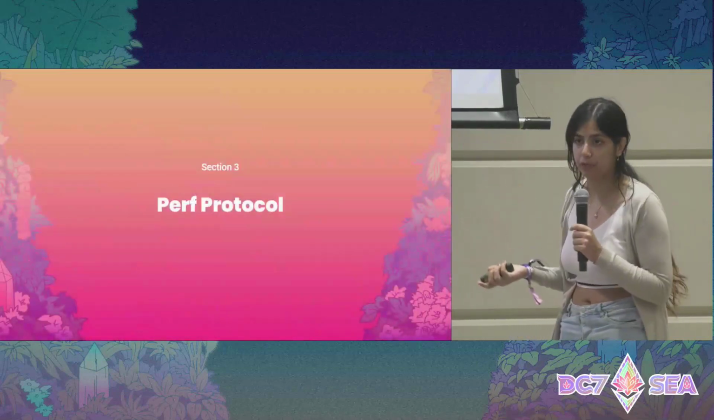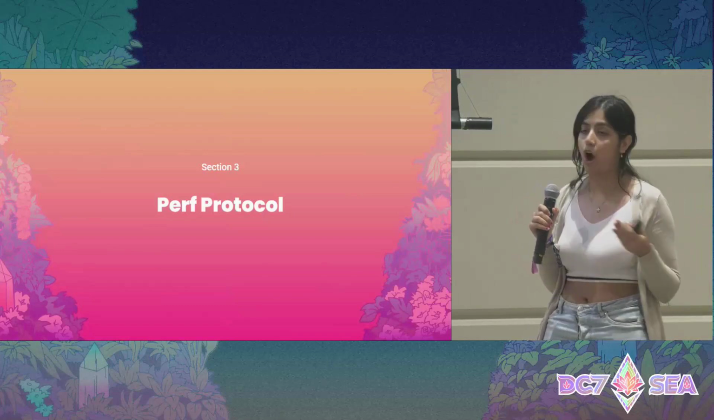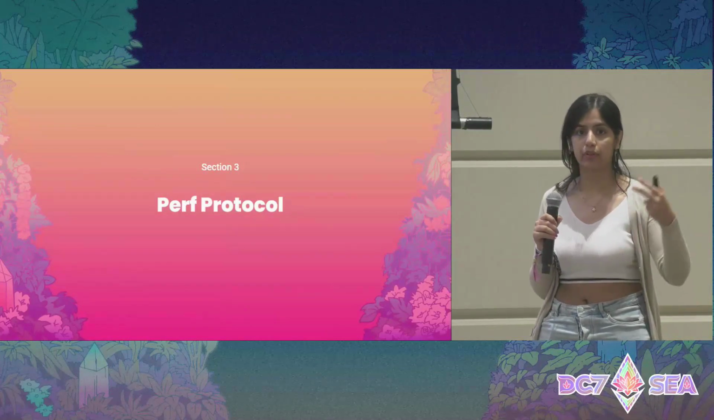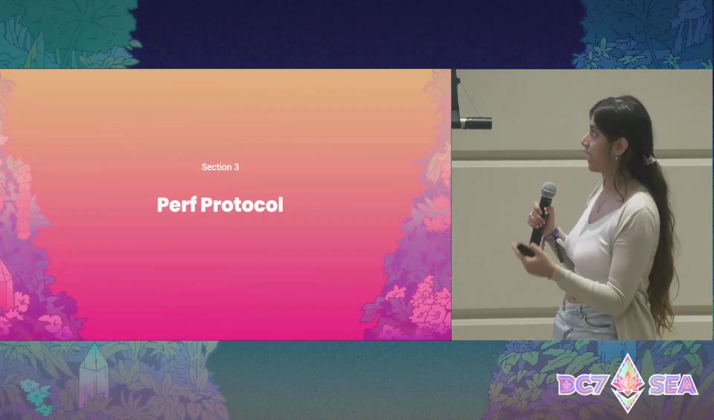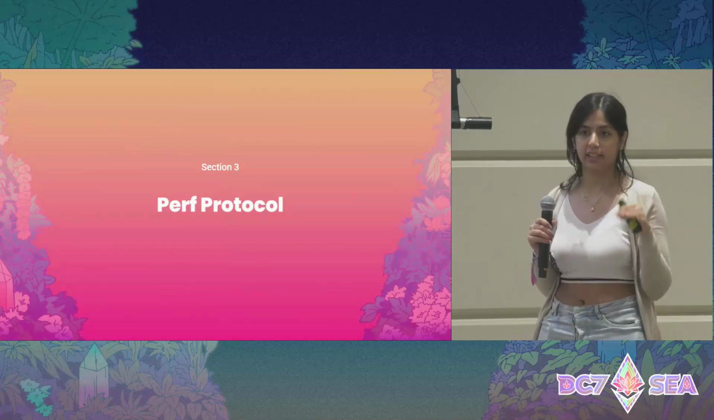Now moving on to the Perf protocol. The Perf protocol is basically used to measure how fast Libp2p works. It's a benchmarking protocol, and it depends upon two scenarios, the throughput per second and also the handshakes per second.